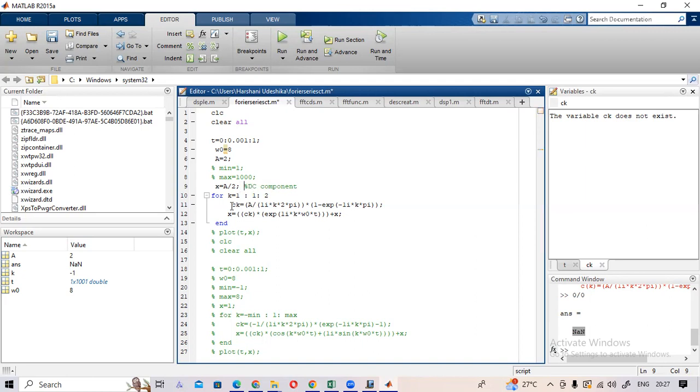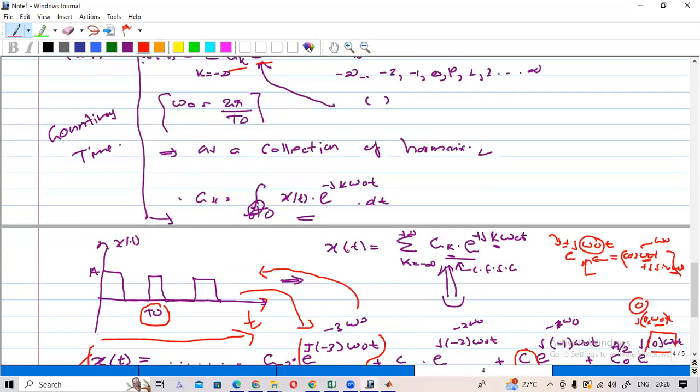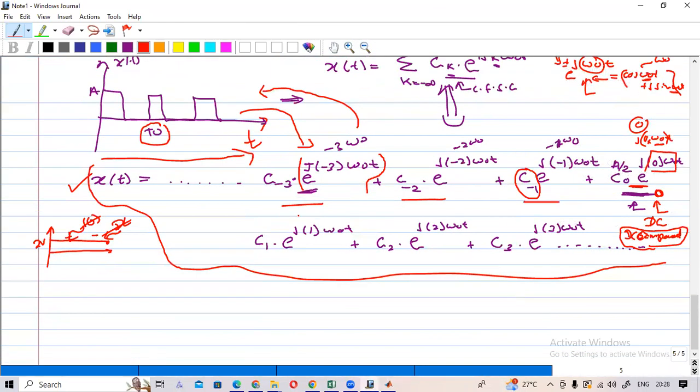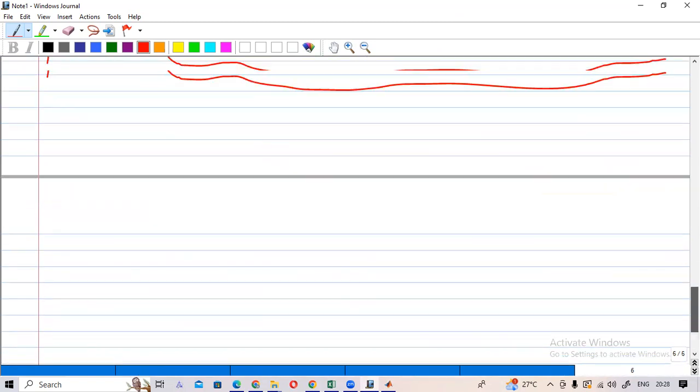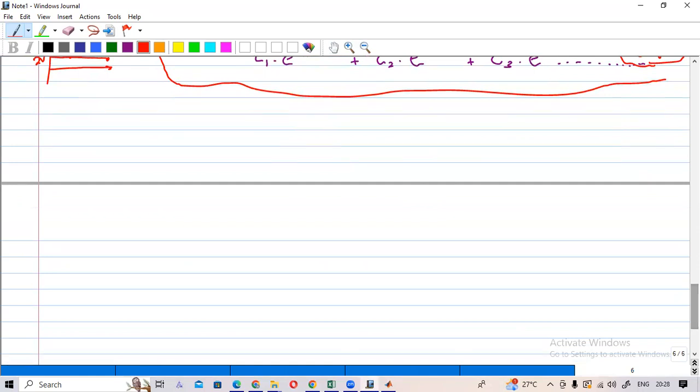හරි. Now k is equal to 1. Now C1 is calculated. C1 is multiplied by e to the power j1 omega naught t, and the zeroth component will be added. Okay. So now I am starting from here actually. මේක තේරුම් ගන්න බලන්න. හරි.